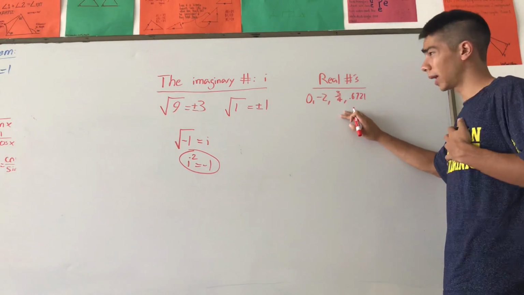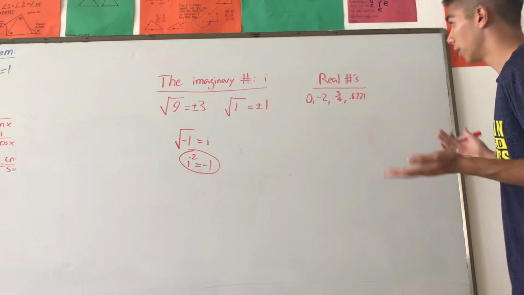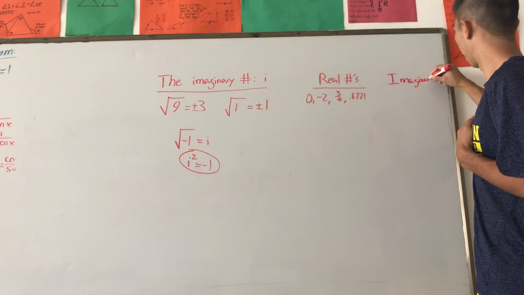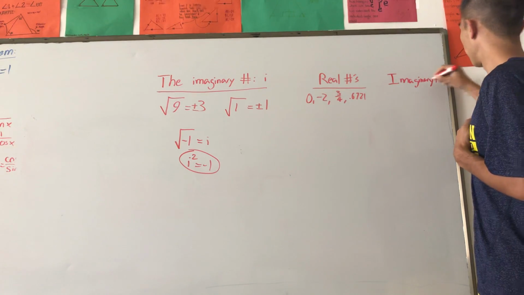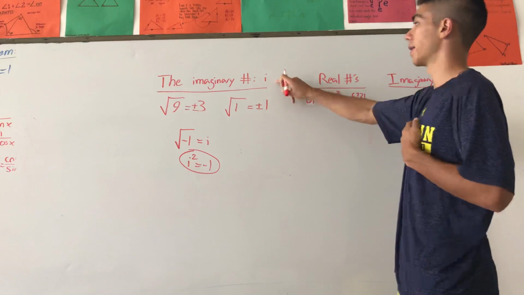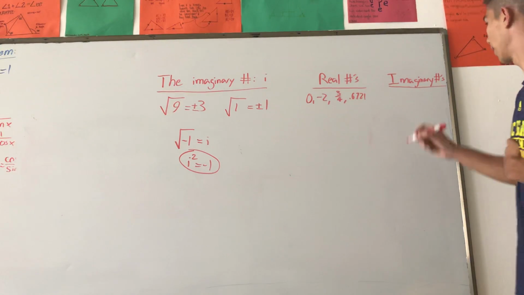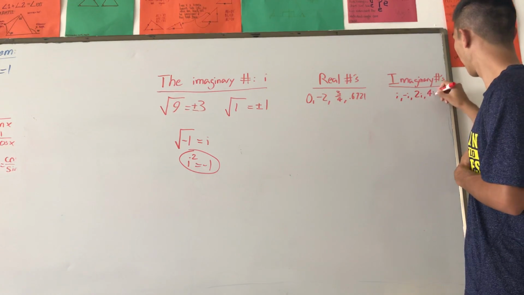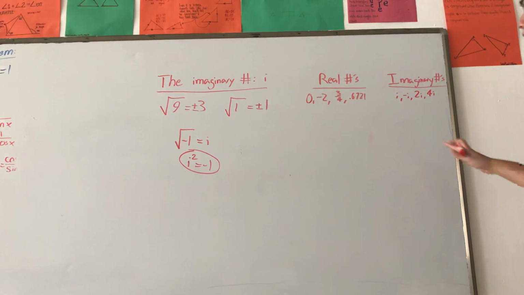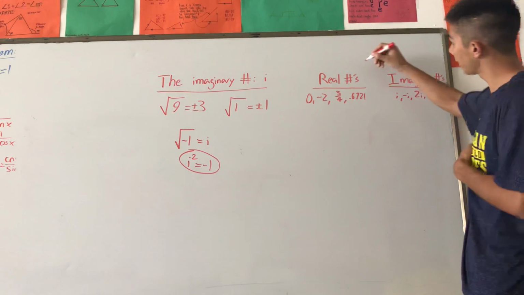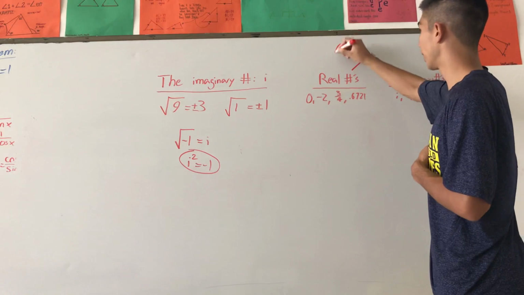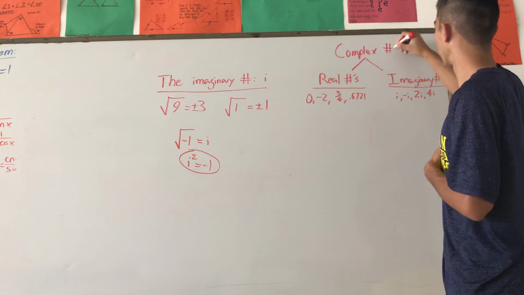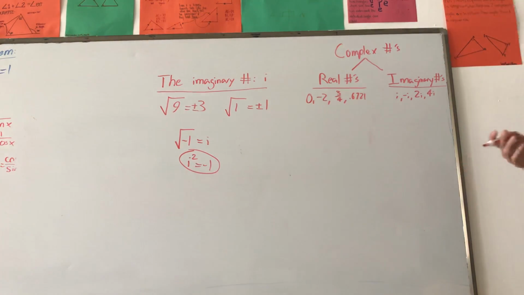Okay? Now what we are introducing is what are called imaginary numbers. These are numbers that have this letter i in them. So imaginary numbers include i, negative i, 2i, 4i. All these things are imaginary numbers. They are purely imaginary numbers. Any combination of these two creates the total number system, or the biggest number system that contains both of them, which is called the complex number system.